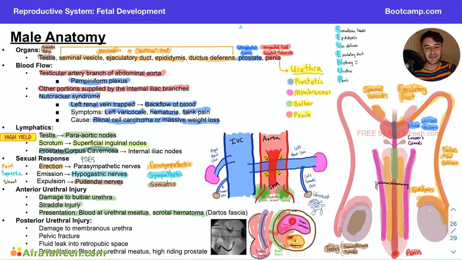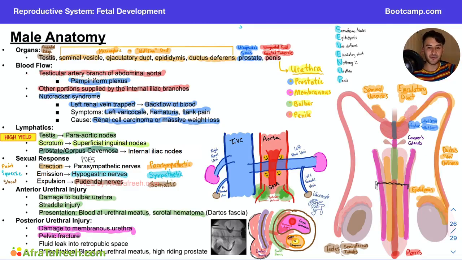hematoma. Zooming out now, let's talk about our posterior urethral injury, and this is going to be damage to the membranous urethra. Let's refresh ourselves. Our membranous urethra is this really thin part here that is really, really small. And so you're asking, okay, that looks like a pretty deep structure. How are you going to damage that guy? And the answer here is going to be pelvic fractures.